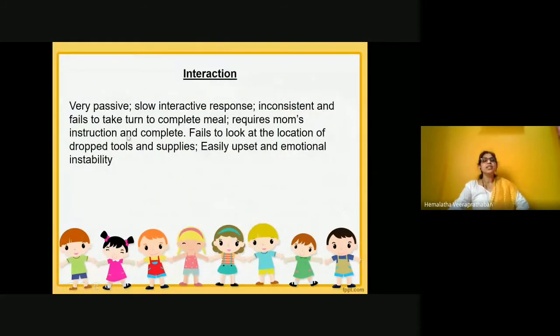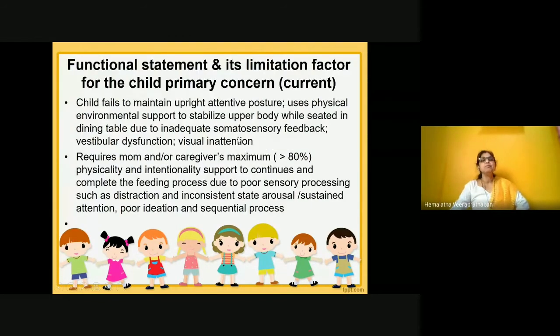Okay, interaction wise, the child is very passive, with slow, inconsistent interactive responses, and she fails at times. At times she can, but she requires continuous intentional support, and fails to take turns. She requires mom's complete interaction to successfully complete the task. If mom takes something away, she becomes emotionally upset and unstable.